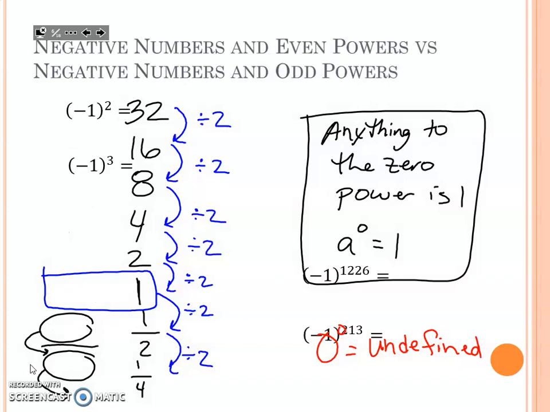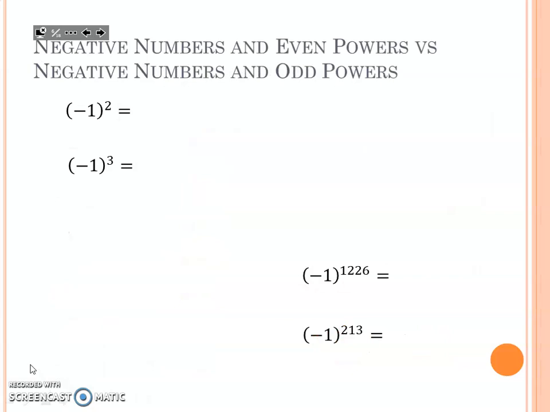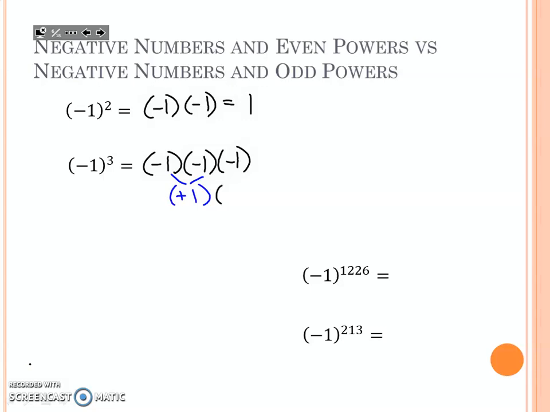Okay? There is one more little rule I want to talk to you guys about here, and that would be negative numbers with even powers and negative numbers with odd powers. Okay, if I have a negative 1 squared, that's just a negative 1 times a negative 1. Two negatives make a positive, right? Versus if I have a negative 1 cubed, negative 1 times negative 1 times negative 1. Well, these two together, two negatives make a positive, right? So now you've got a positive 1 times a negative 1, which gives me a negative 1. Okay? Well, let's keep going.